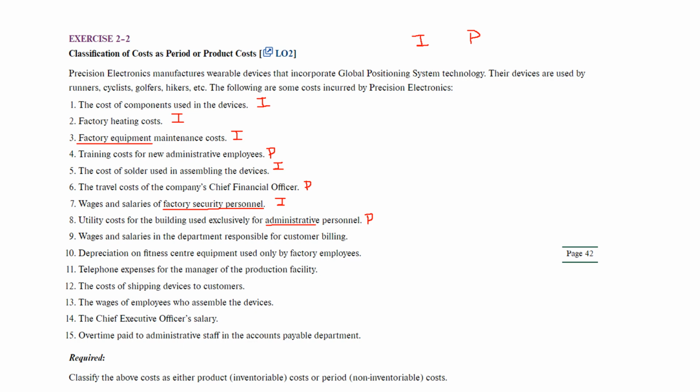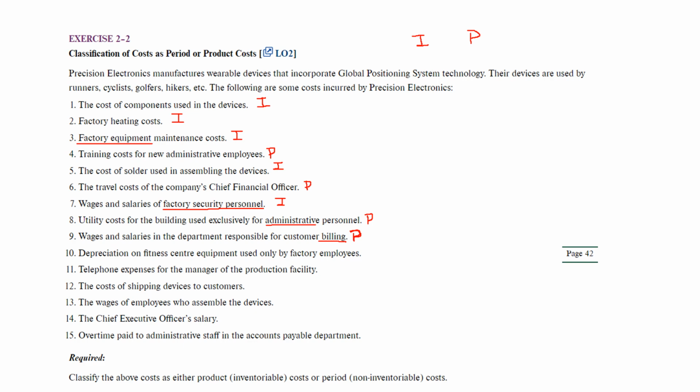Wages and salaries in the department responsible for customer billing. So again, it has nothing to do with the production process. It sounds like it's accounting. So that is going to be a period cost, as it has nothing to do with the actual production.